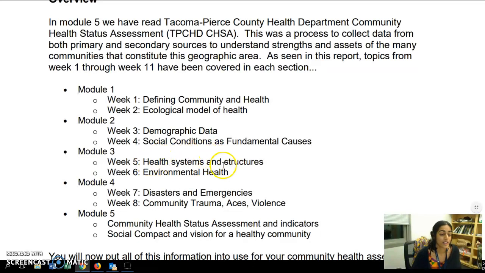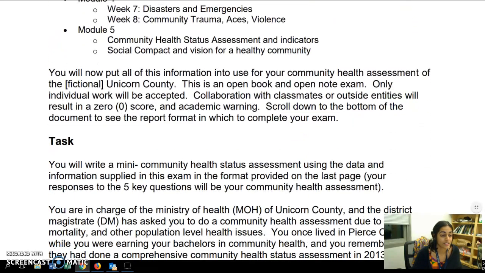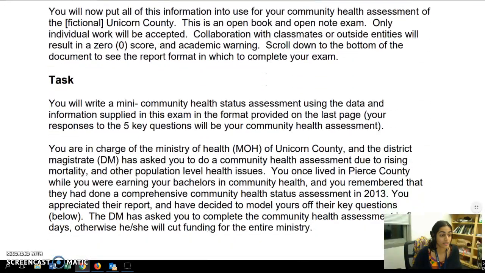You know about health systems and structures. You know about environmental health, 5 different domains. You know about disasters, emergencies, community trauma, ACEs, violence. You know about what a community health status assessment is and what kind of indicators and goals are part of this kind of report.